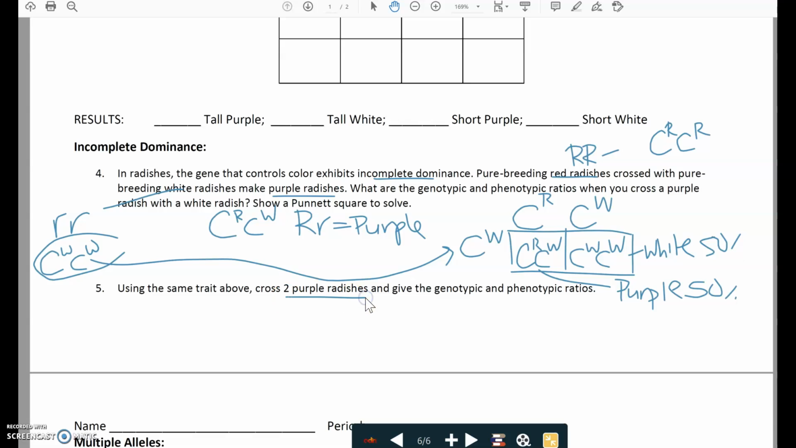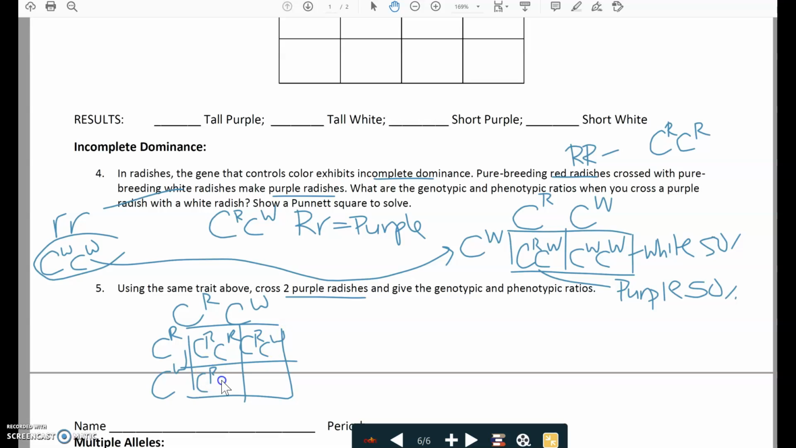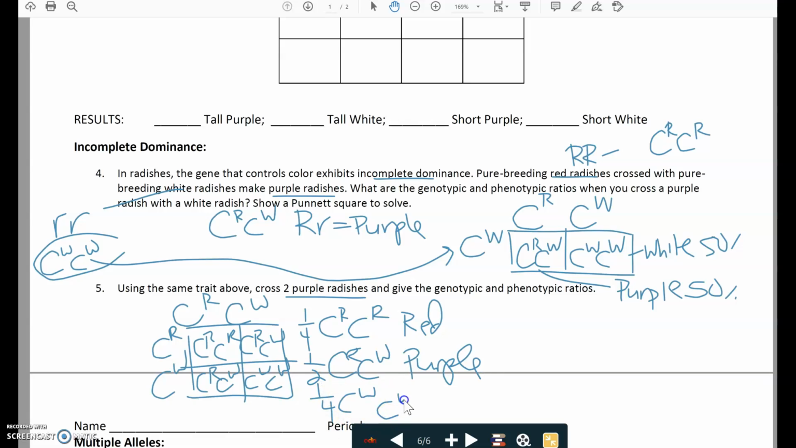And now here they want us to cross two purples, so that would be CR-CW, because that's the heterozygous is the one that's purple. So we get CR-CR, CR-CW, CR-CW, CW-CW. So CR-CR, 1/4, those are going to be red. Again, this is because it's incomplete dominance. 1/2 are going to come out CR-CW, which would be purple. And the last 1/4, CW-CW, those are going to be white.